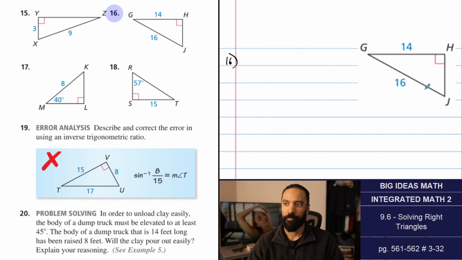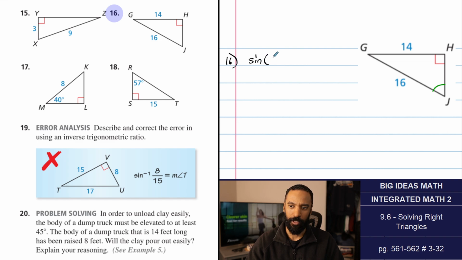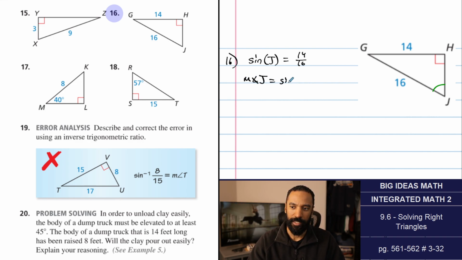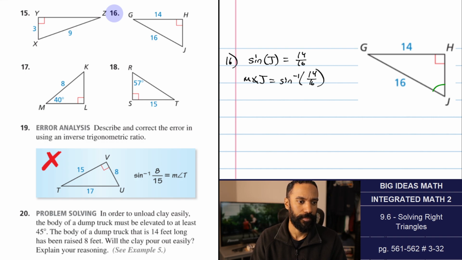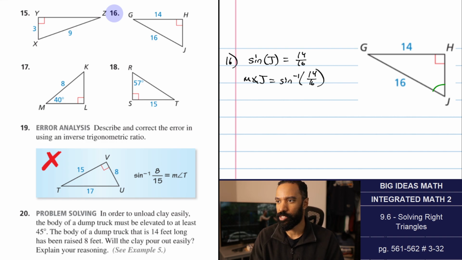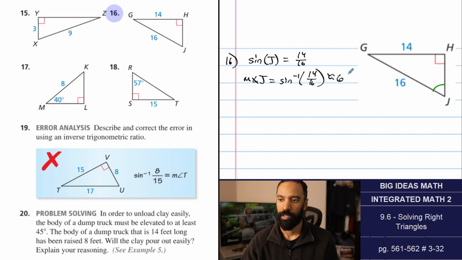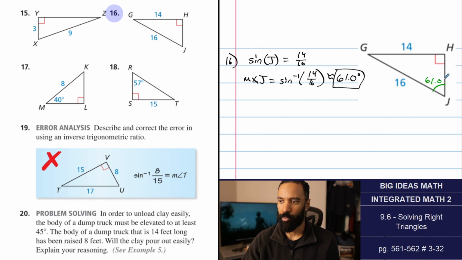So let's do something like, let's find angle J first, for example. Let's just go back to sine. The sine of angle J is 14 over 16. So the measure of angle J will be the inverse sine of 14 over 16. Well, it's just going to be a slightly big angle. So inverse sine of 14 over 16, 61 degrees, 61.0. Of course, they want us to round to the nearest tenth, and this would do that. 61.0. And then G is going to be 90 minus that.